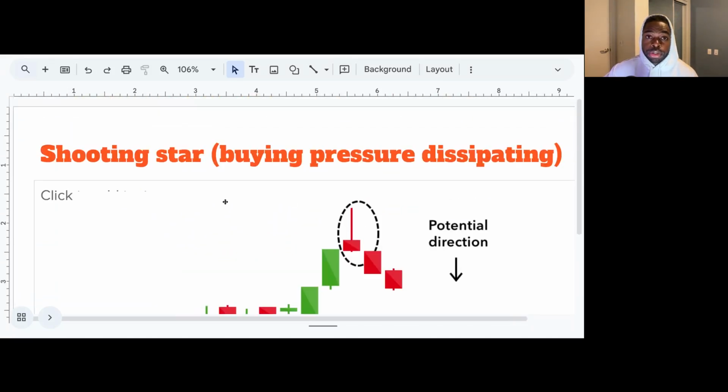This next one is called a Shooting Star Doji. Again, it's showing you buying pressure is dissipating. We talked about how long topside wicks show you that sellers are stepping in.